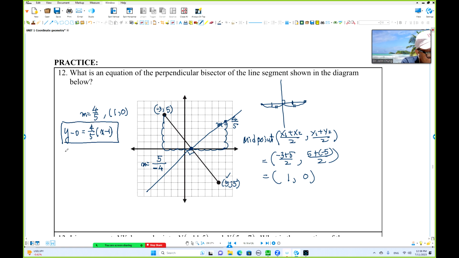Or you can switch into slope and y-intercept. 0 is nothing. y equals 4 over 5 times x minus 4 over 5. That's the slope-intercept form. Okay? All right. So the y-intercept is what? Negative 4 over 5. This point is negative 4 over 5.